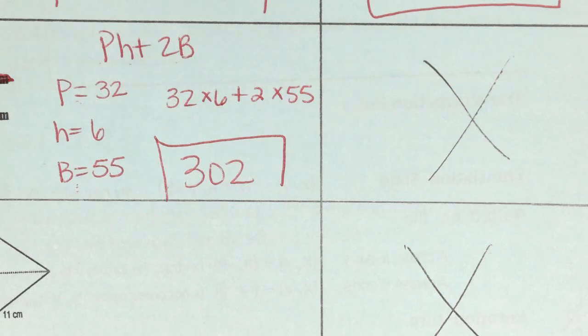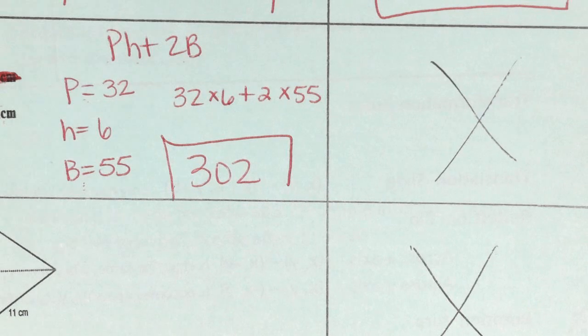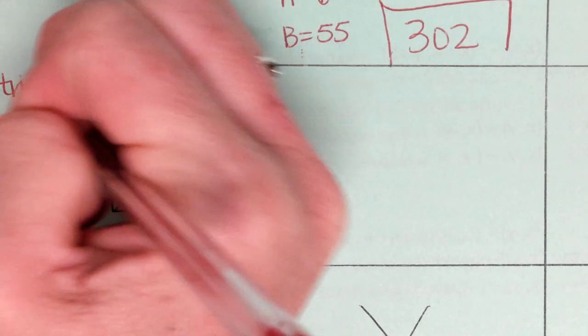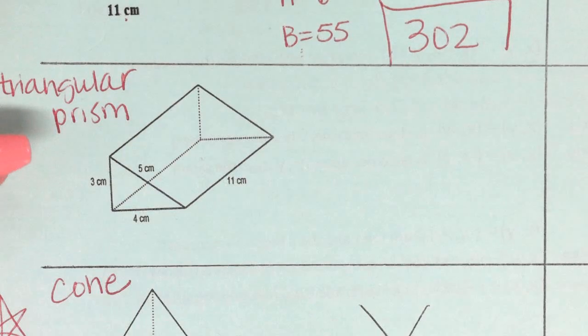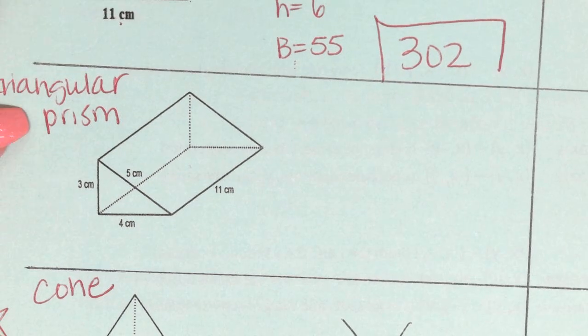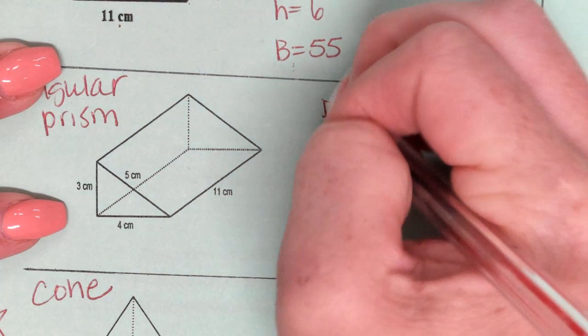Like I said, if you get the cylinder, cone, and spheres right and you miss that one, it'll be okay. You'll be just fine. This is the hardest one in my opinion because it's a triangular prism. The P and the H will be easy for you, but the B usually makes people frustrated. Same formula, PH plus 2B.